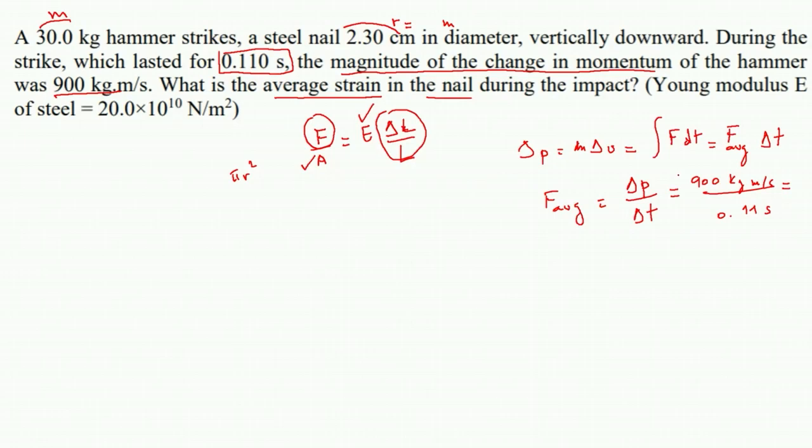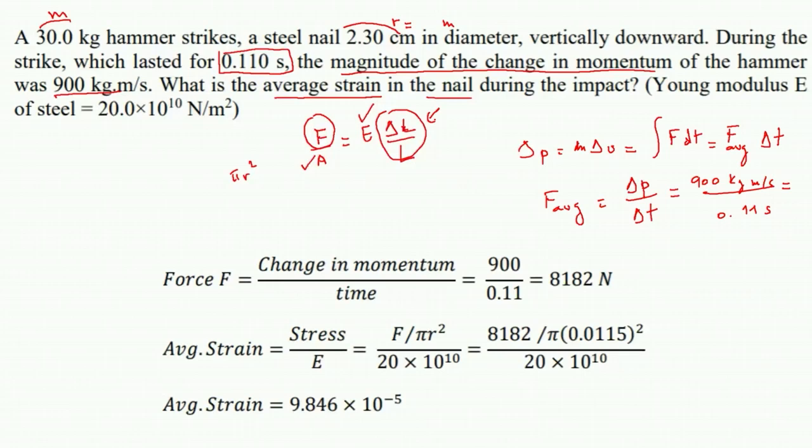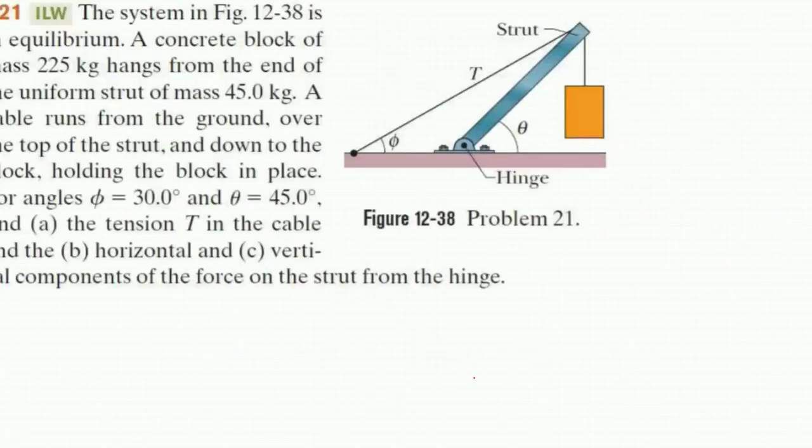Once I know the average force, I know A, I know E, I know what my average strain is, and that's it. So this is what I did here, okay? The average strain is just stress divided by E. Stress is this, and I know it from here, and you get that the average strain is 9.8 times 10 to the power minus 5. Okay, straightforward and interesting.